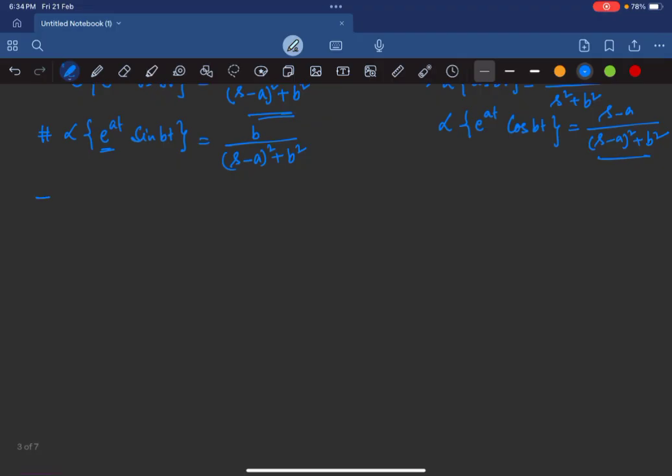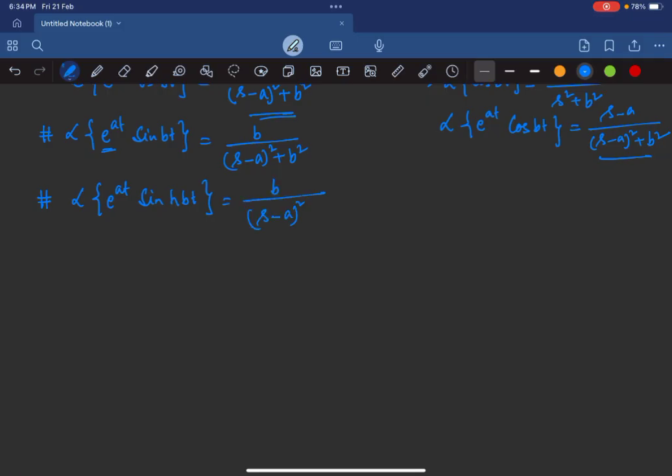Okay, similarly one can derive the hyperbolic function as well. So Laplace transform of e power at, suppose sine hyperbolic bt, so you know that formula, that is b by s square minus b square, so s minus a square minus b square, this will be the formula with the hyperbolic function. Suppose if I write here Laplace transform of e power at multiplied with t power n, so you know that t power n means gamma n plus 1 by s power n plus 1. So here because of this term s minus a power n plus 1. Okay, so these are due to change of scale property.